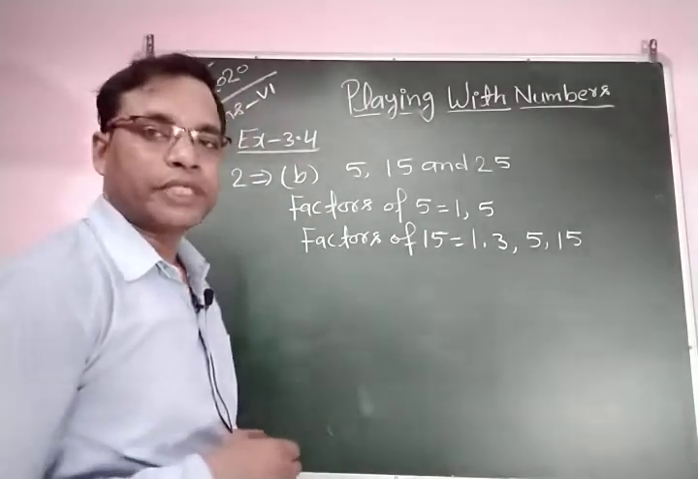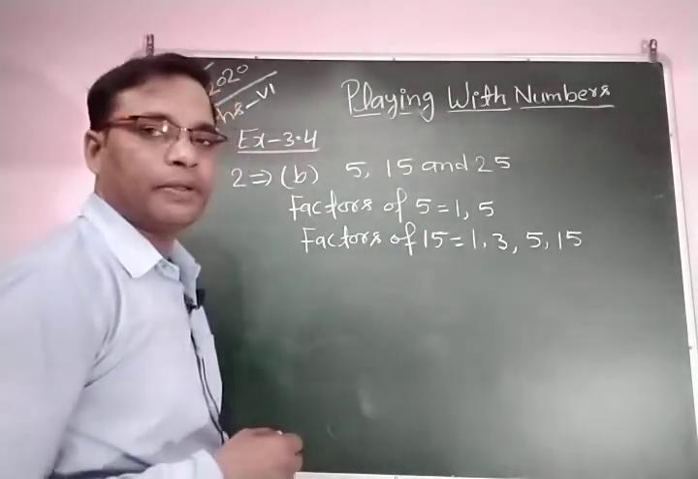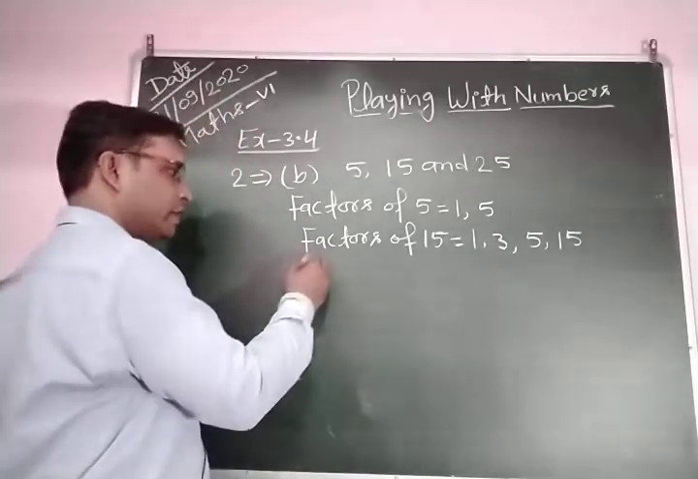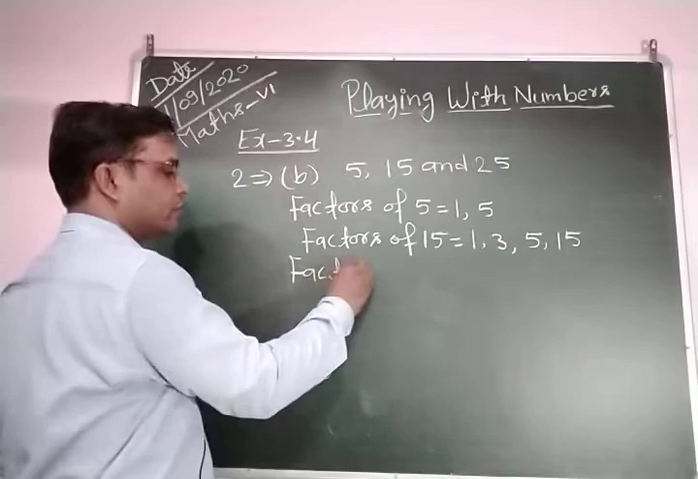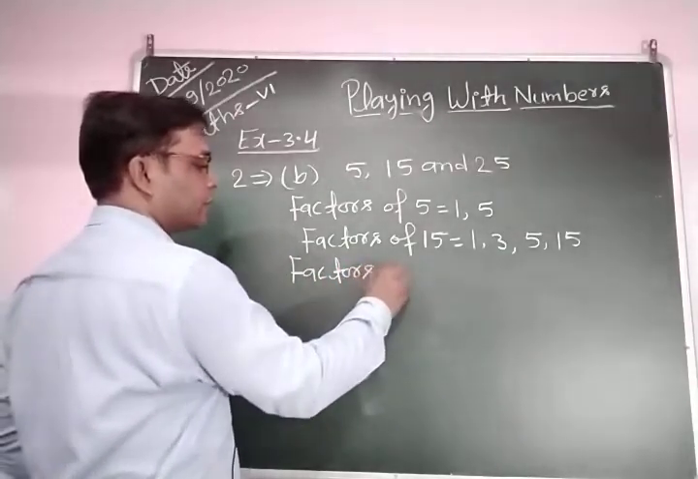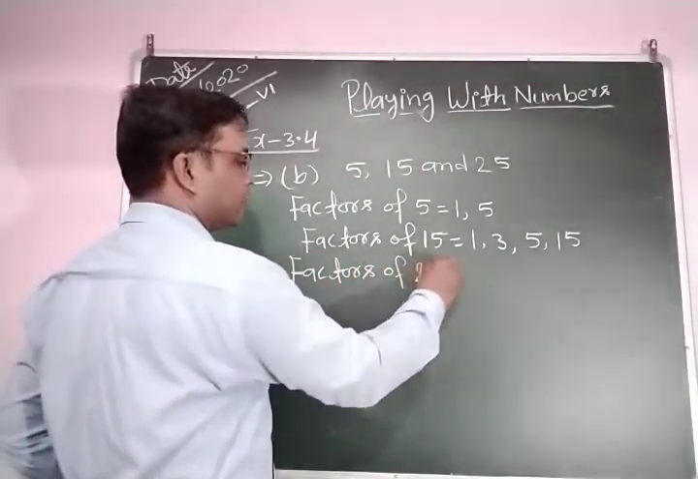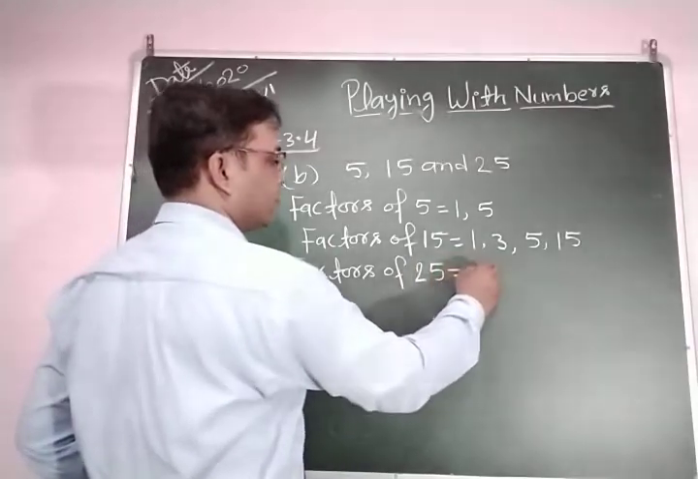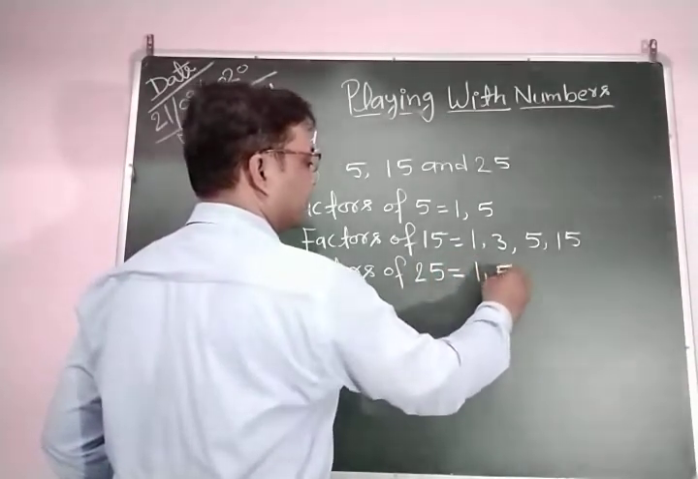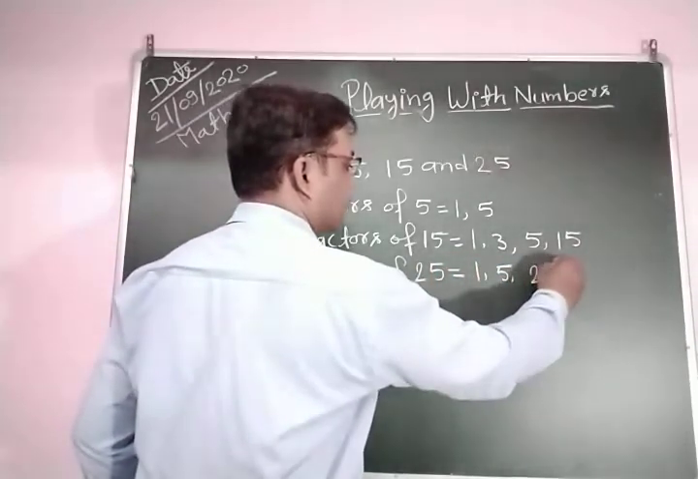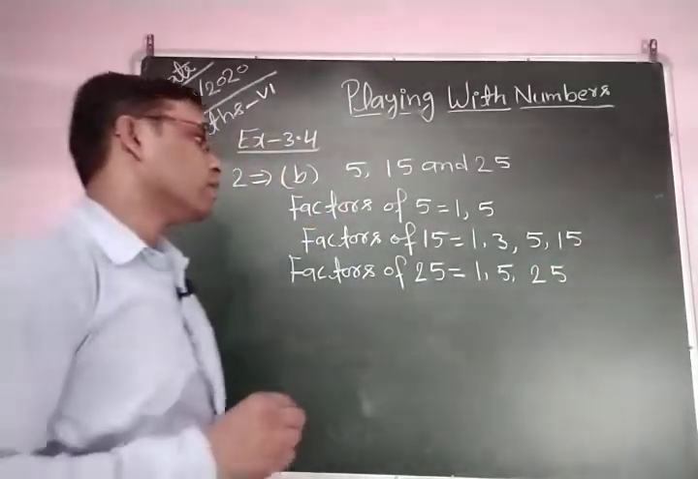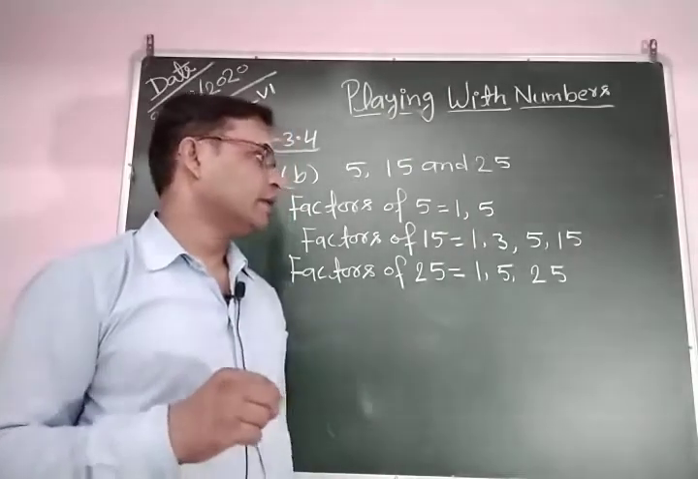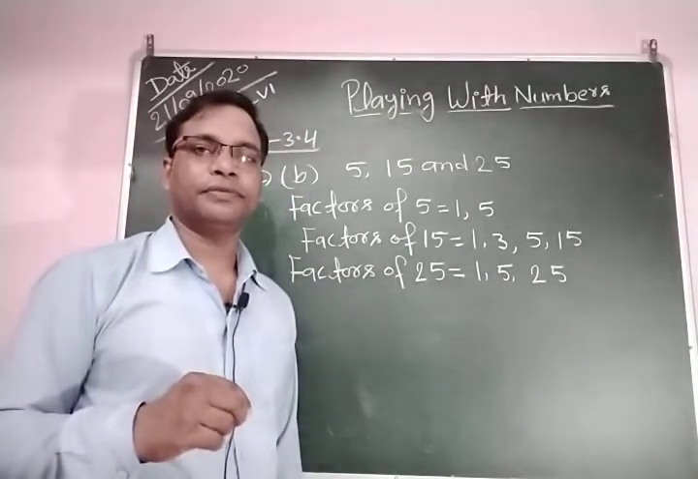Now we are going to discuss the factors of 25. So we write the factors of 25 are equal to 1, 5 and 25. Okay, this is the factor of 25: 1, 5 and 25. This is clear now.